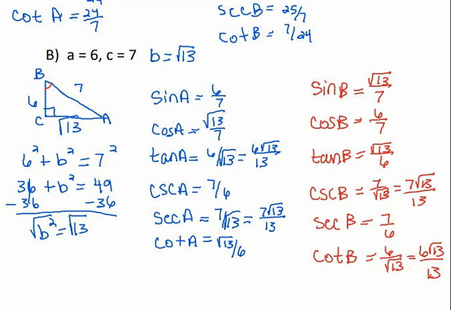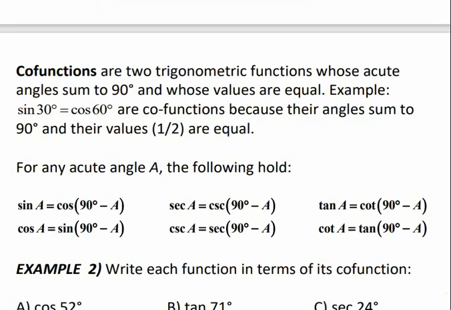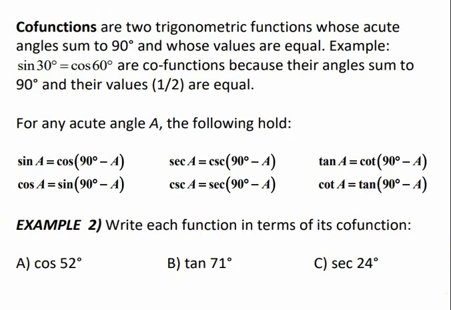All right, so now we're going to talk about cofunctions. Cofunctions are two trigonometric functions whose acute angles sum to 90 degrees and whose values are equal. For example, sine of 30 degrees is equal to the cosine of 60 degrees because their angles add up to be 90 degrees and they both have the same value. The sine of 30 degrees is 1/2 and the cosine of 60 degrees is also 1/2.